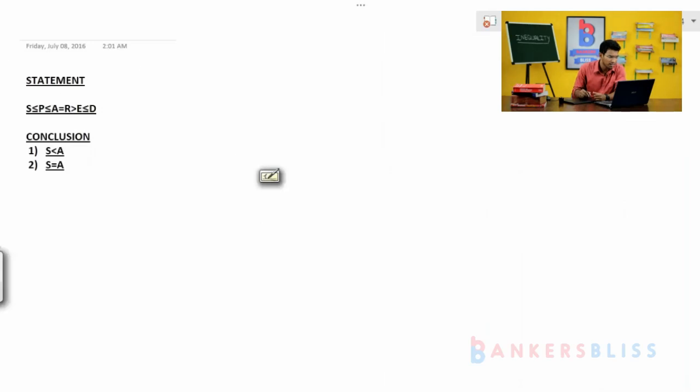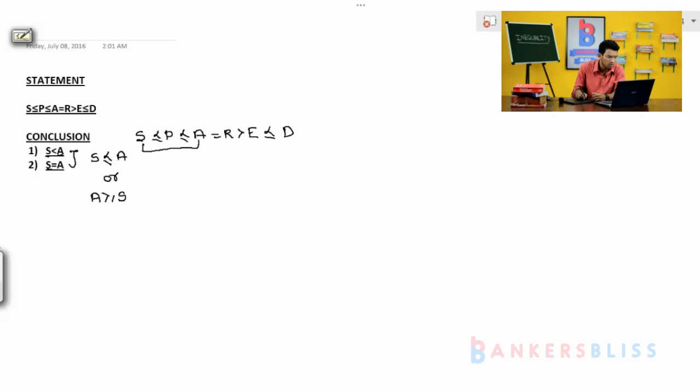Look at this, guys. Again both the elements are the same. S less than A, S is equal to A. Simple guys, I will write the statement S less than or equal to P, P less than or equal to A is equal to R greater than E less than or equal to D. They are asking the relationship between S and A. I am going to merge it, S less than or equal to A or A greater than or equal to S. Again guys, look at the common, S less than or equal to A. Again what is the common? S less than or equal to A is common.